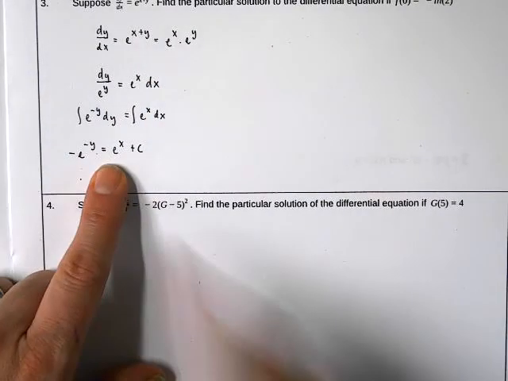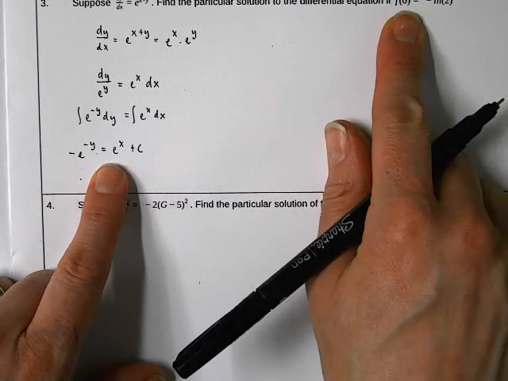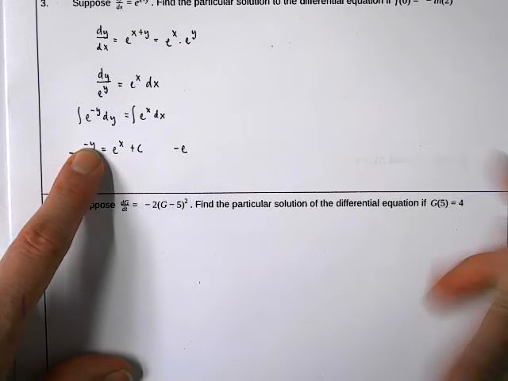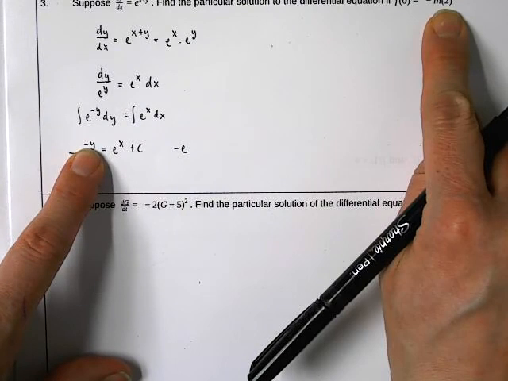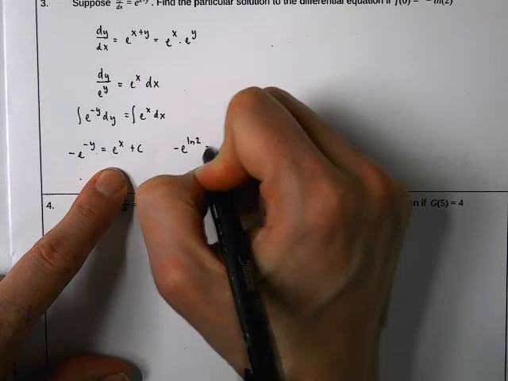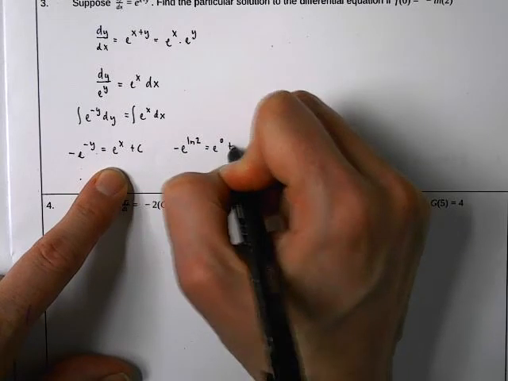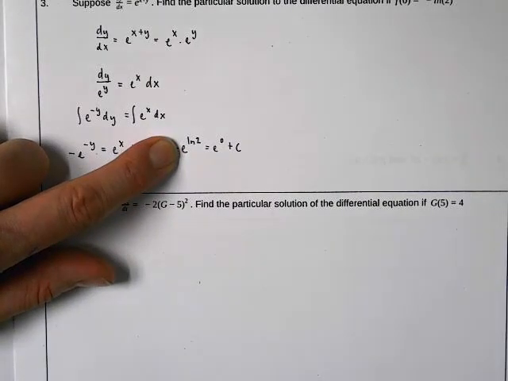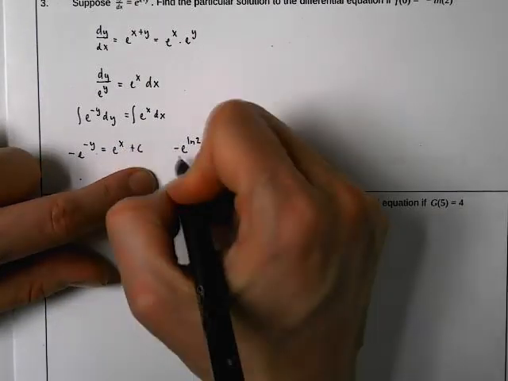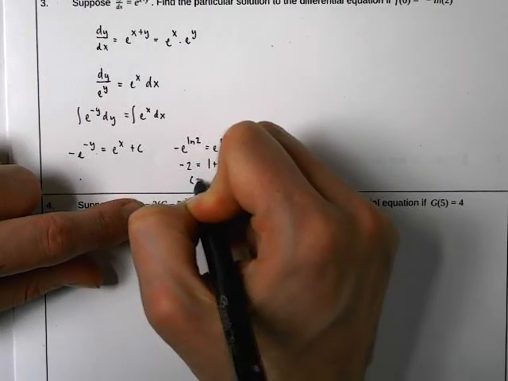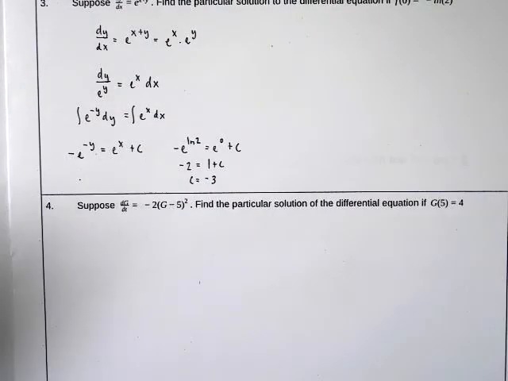So now we're going to solve for c using our initial condition. I have, let's see, negative e to the opposite of the negative natural log of 2. That's going to make it positive natural log 2 equals e to the 0 plus c. Now, e to the natural log of 2 is just going to be 2, so I get negative 2 equals 1 plus c, and c is equal to negative 3.